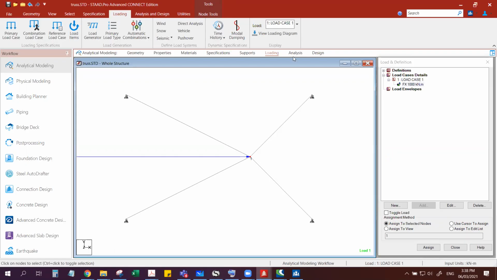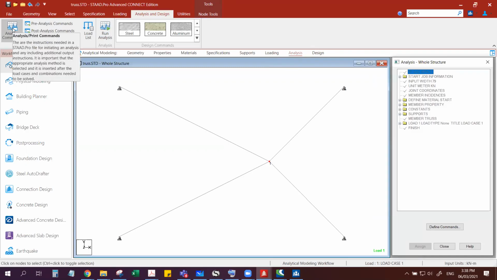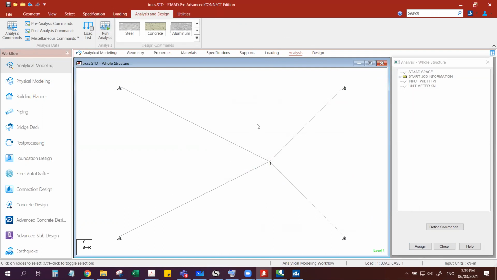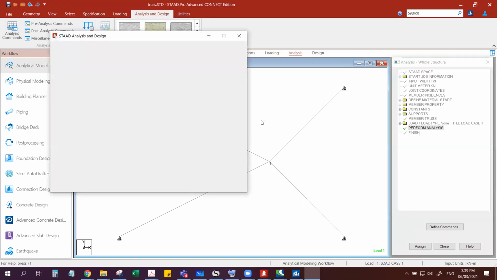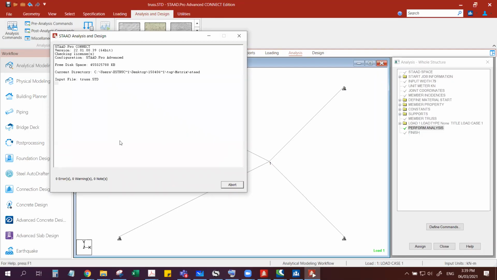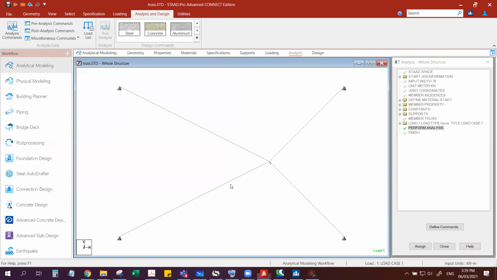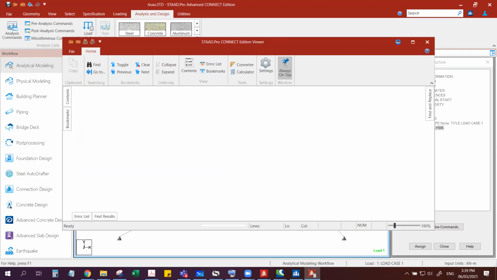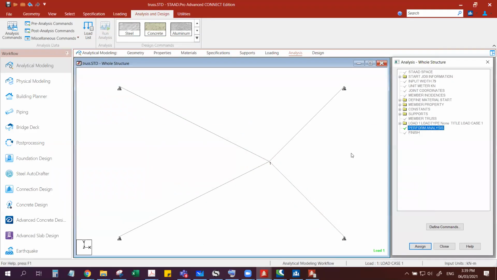That's it. And then click on analysis, and then analysis commands. Add, then close. And then pick this. Then run analysis. Save. Oh, 13 warnings. So what are the warnings? Zero stiffness. Why zero stiffness?